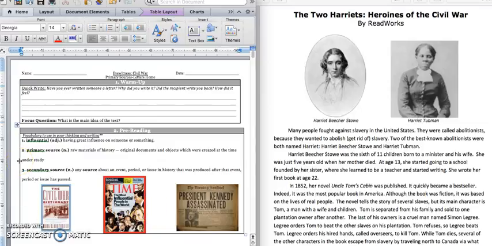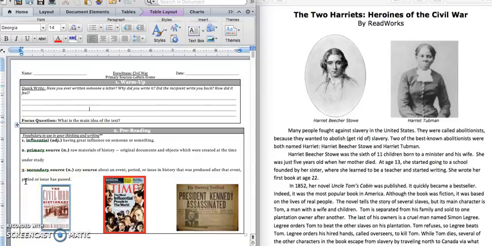Our second vocabulary word is primary source, and that is an original document from history. So this newspaper article is a primary source because it's from the past, and it was written in the past.